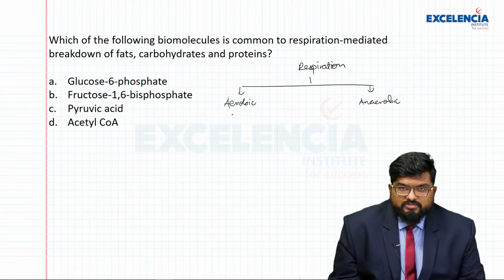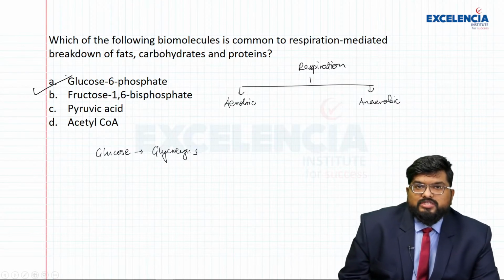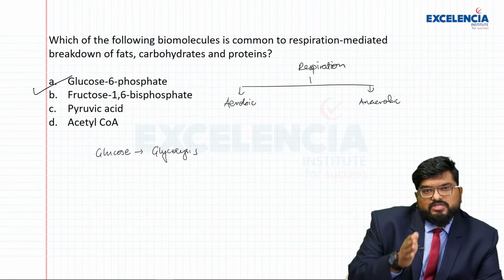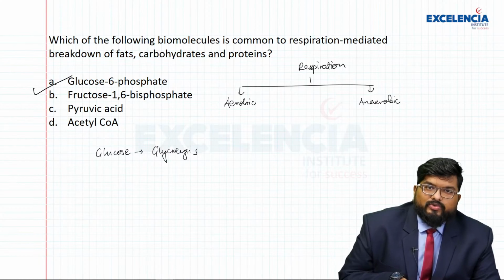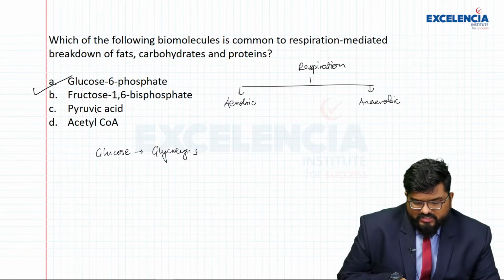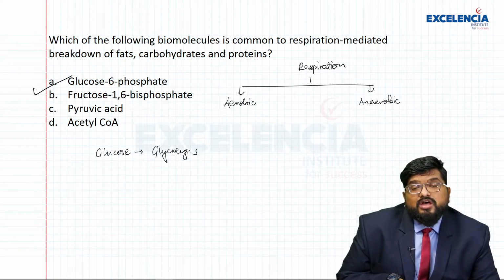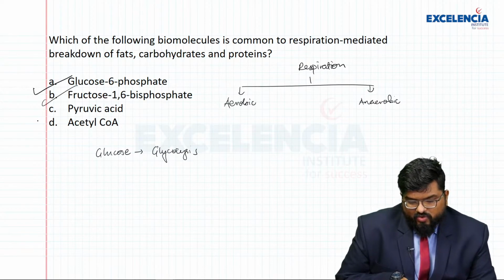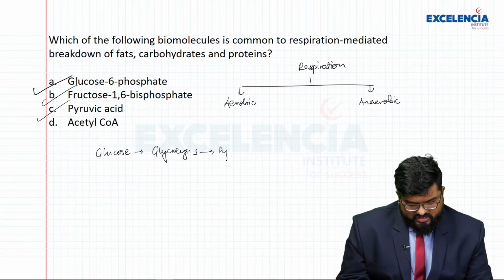When we talk about aerobic respiration, we know that glucose undergoes glycolysis, where the first molecule is glucose 6-phosphate. So glucose undergoes phosphorylation and forms glucose 6-phosphate. Then it changes to fructose 6-phosphate and then fructose 1,6-bisphosphate, and so on. So glucose 6-phosphate and fructose 1,6-bisphosphate are a part of the glycolysis pathway. And so is pyruvic acid, isn't it? Pyruvic acid is the one that is formed at the end of glycolysis.